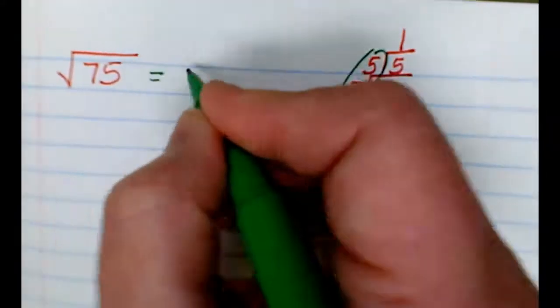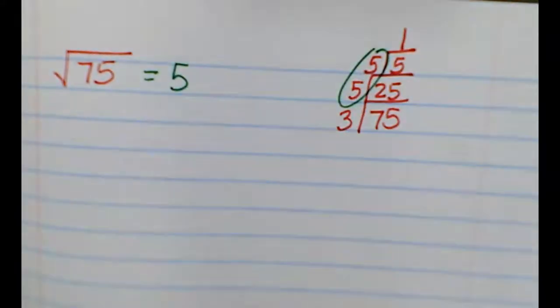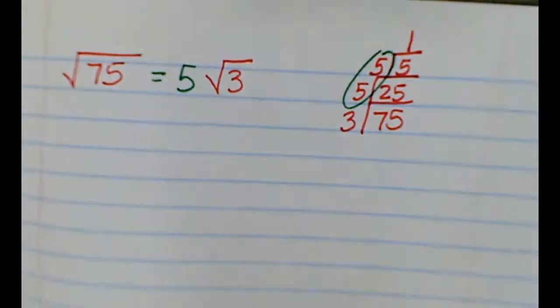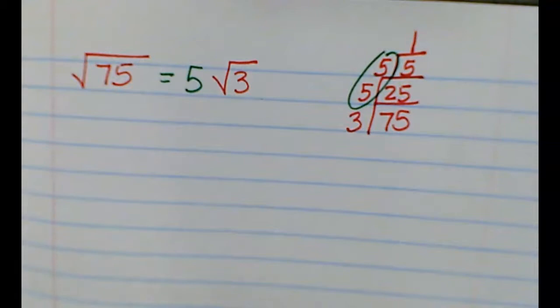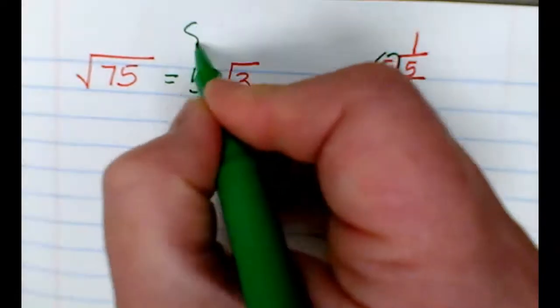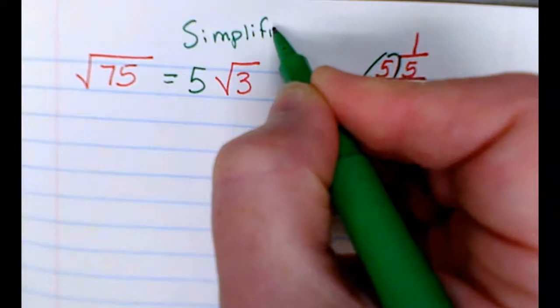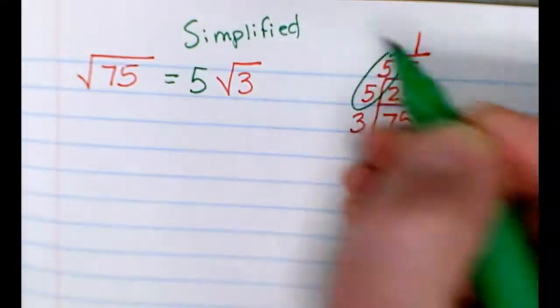Okay, now what? 5 would be the pair, and 3, I'm looking for the pairs. The pairs go on the outside. What is left over? 3. Will we ever have to solve that? Like, okay, this is called simplified. This is the simplified answer.